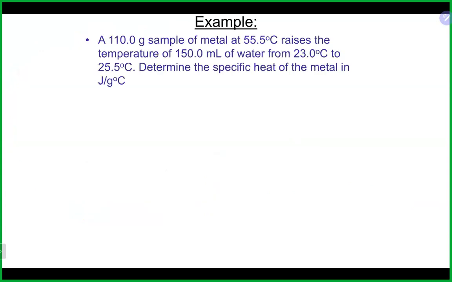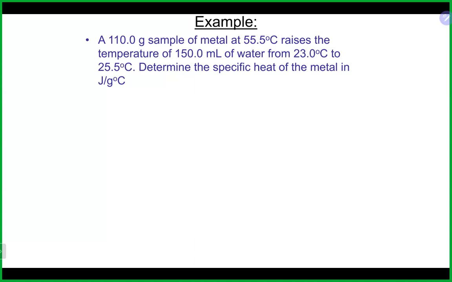All right, so why don't you try one here? A 110 gram sample of a metal goes for a swim in 150 milliliters of water. It gets the water from 23 degrees to 25.5. What is the specific heat capacity of the metal in joules per gram per degree? Take a look at this here.